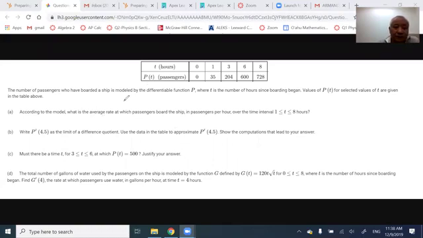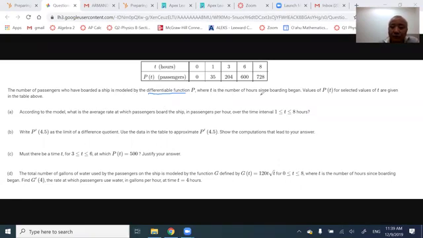Let's look at this question, okay? This is a table. The T is the hours at 0 hour, 1 hour, 3, 6, and 8 hours. At the corresponding time, the passengers on board. That's why I said the number of passengers who have boarded a ship is modeled by the differentiable function. Be careful, this function is a differentiable function, okay?